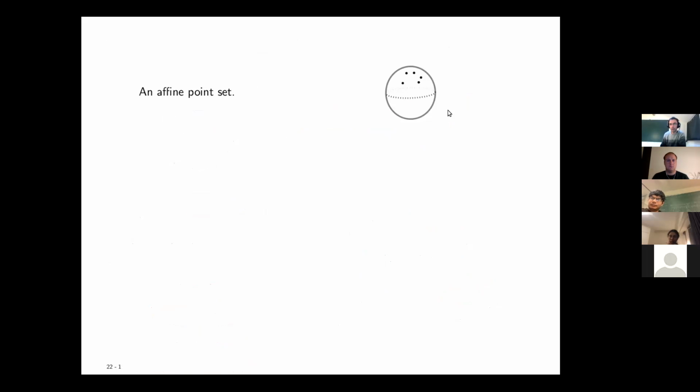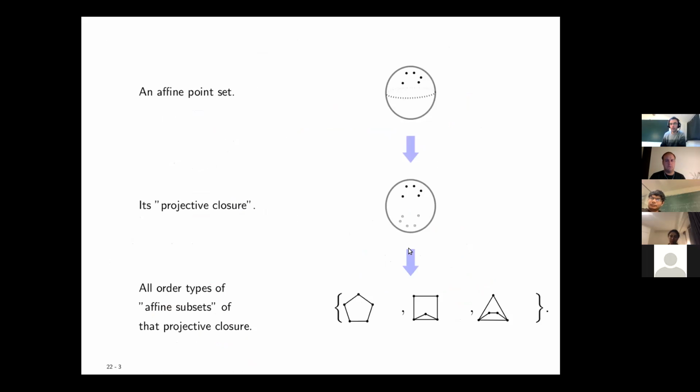So I will start with an affine point set. I will take its projective closure, and I will look at all the order types of affine subsets that I find in this projective closure. Of course, it turns out that there will be some multiplicity showing up. For this set of 10 points, there are 2 different ways to cut out a hemisphere that gives you 5 points in convex position. To get 4 points with a point inside, there are actually 10 ways to do this.